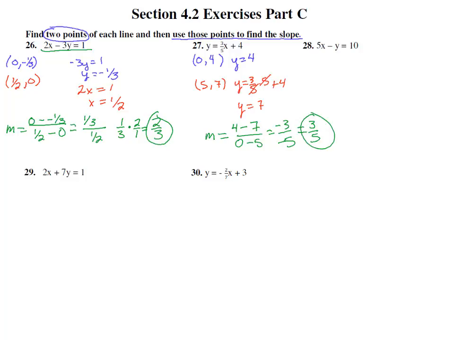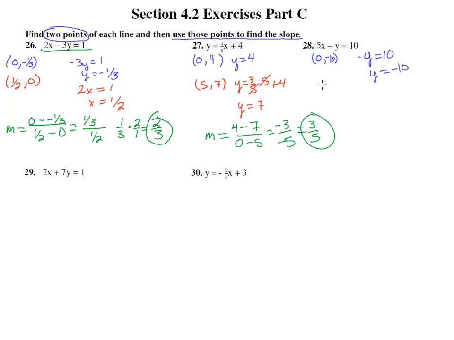Good. Number 28. Here we are going to find a couple of points. Which ones do we want to go for? Let's try that y-intercept again. Stick in x as 0 and see what happens. 0 goes in for x and we get 5 times 0 is 0 minus y equals 10. So negative y equals 10. Divide by a negative 1 and we get y equals negative 10. All right, that's good. 0, negative 10.